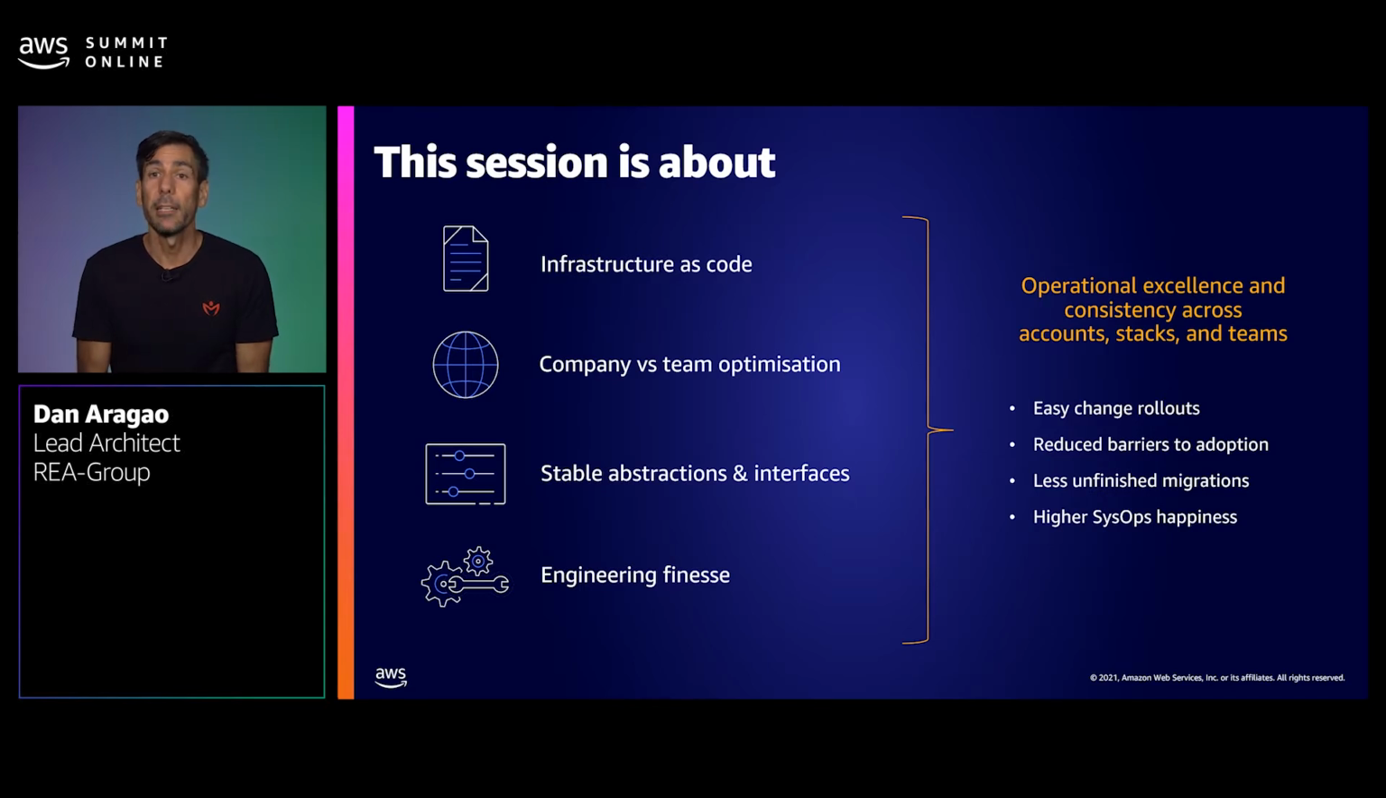So finally, we're going to have a go at seeing how we can change and roll out changes more easily, how we reduced barriers to adoption, because you really don't want to devise a solution where you're going to be able to move portions of your systems and you're going to have that long tail of unfinished migrations. That was not success for REA. We wanted to be able to roll out a new solution and not leave anything else behind.